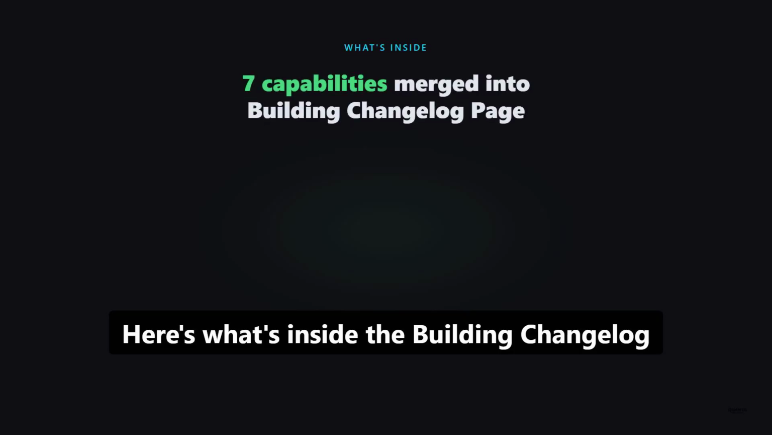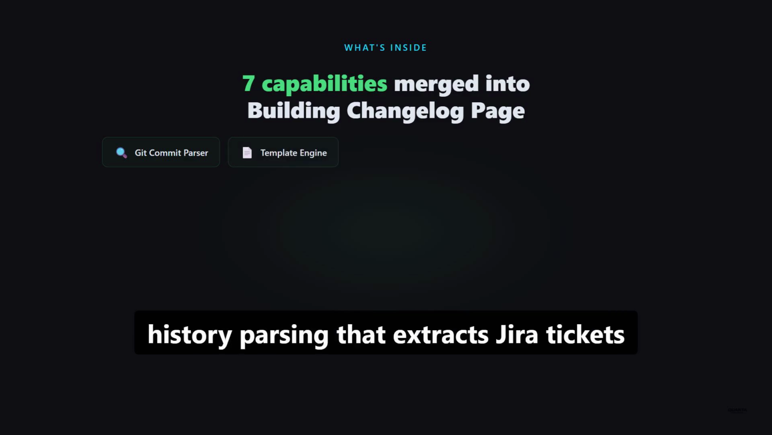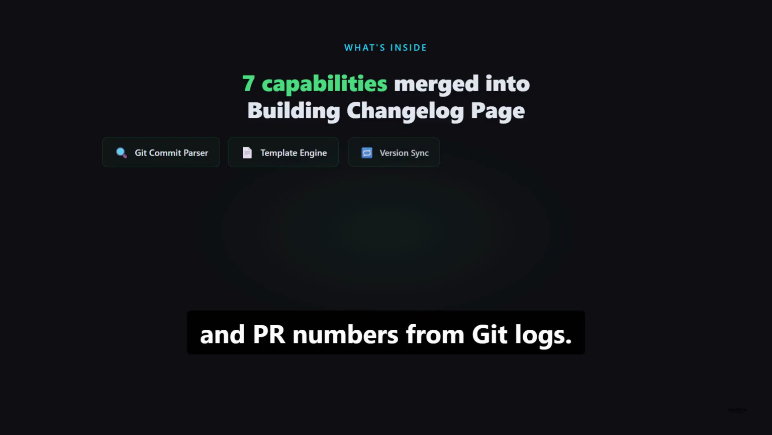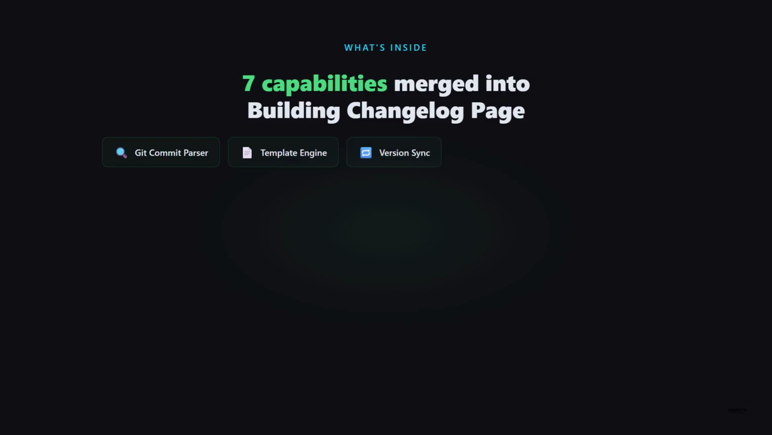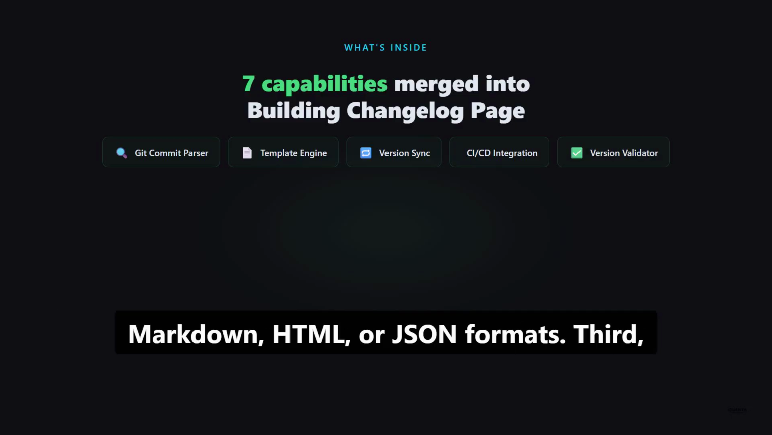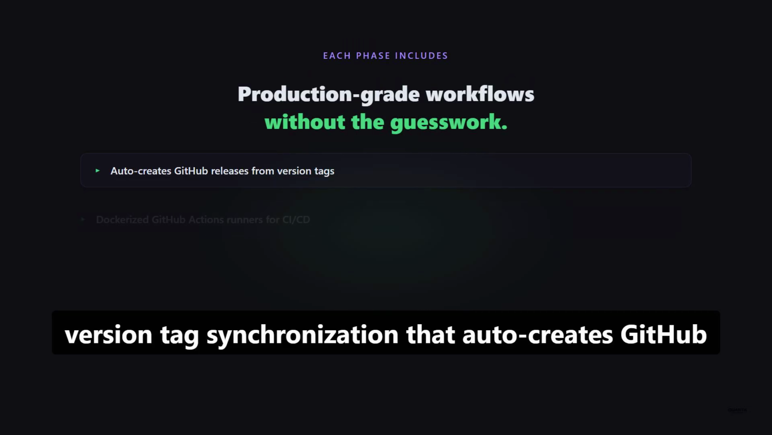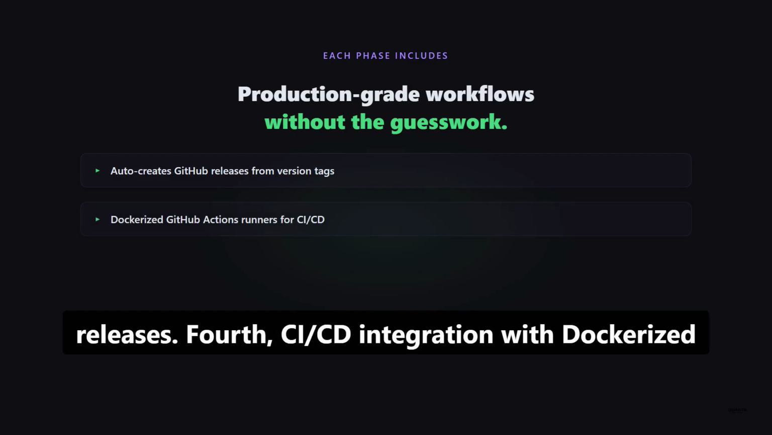Here's what's inside the Building Changelog Page skill. First, automated commit history parsing that extracts Jira tickets and PR numbers from Git logs. Second, a customizable template engine supporting Markdown, HTML, or JSON formats. Third, version tag synchronization that auto-creates GitHub releases.